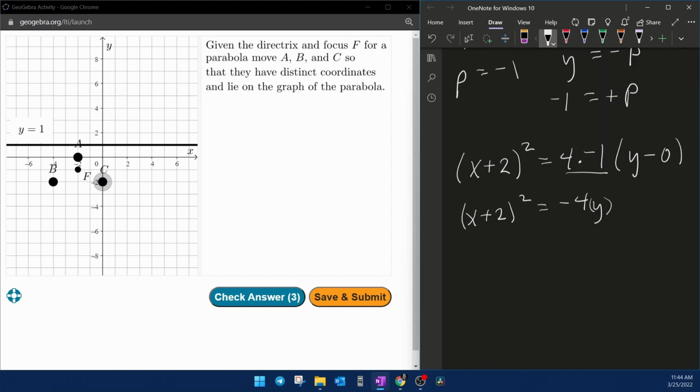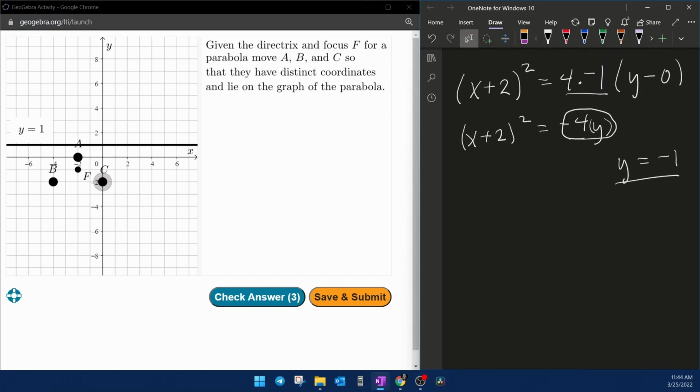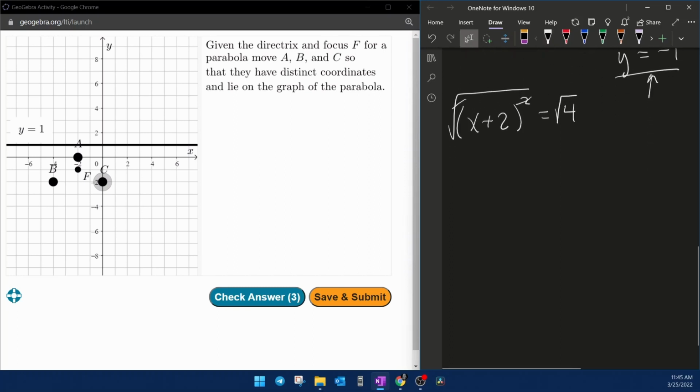Now what I'm going to do is notice first that if I pick -1 for y, that's going to make this value positive, and it's also going to be a perfect square. That's kind of important. So here we go. If y is -1, my equation will become (x plus 2) quantity squared equals +4. Again, -1 times -4 is 4. And then I can take the square root of both sides and find the x coordinates that correspond to a y-coordinate of -1.